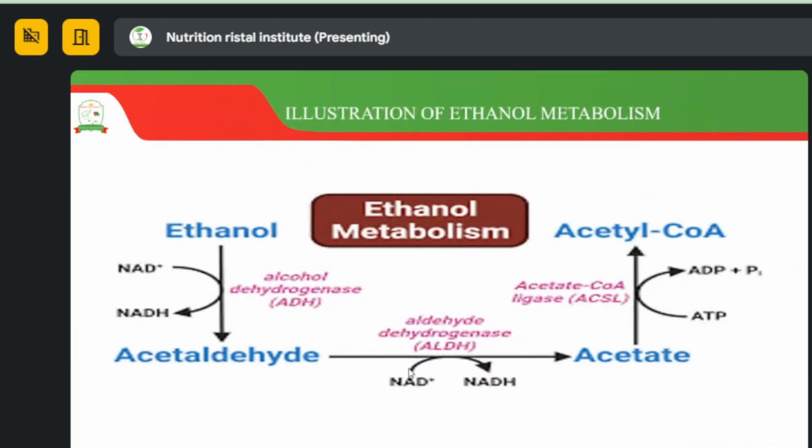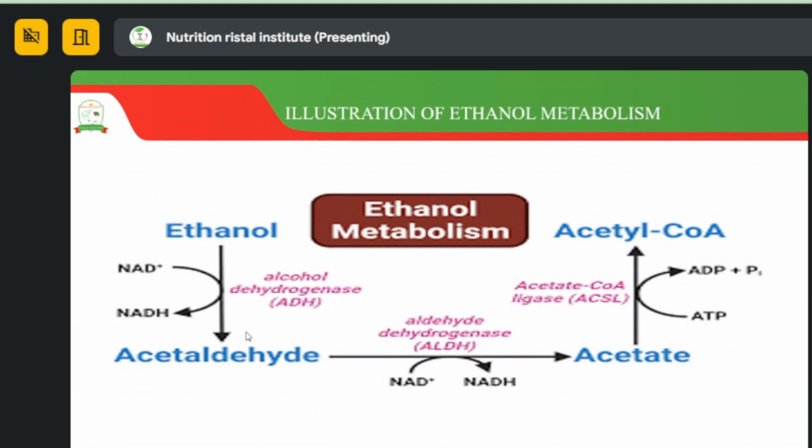The illustration of this process is right here, the first one on the left side of the screen: the conversion of ethanol to acetaldehyde requires the reduction of NAD in the presence of the alcohol dehydrogenase enzyme. Just like we said earlier, these steps produce reduced NADs, and as we remember from our electron transport chain, these are very important in the synthesis of energy, or ATP.